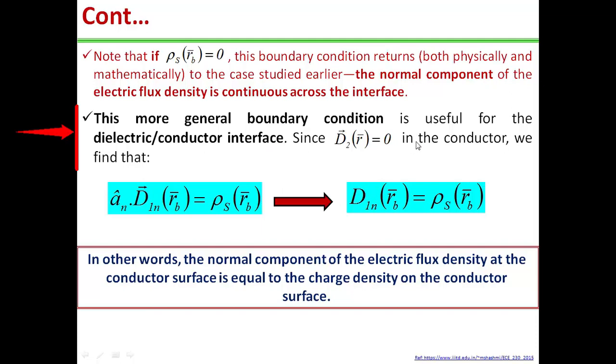Since D2 is equal to 0 in the conductor, we find that an·D1 at the interface is equal to ρs. This can be written as D1n = ρs. In other words, the normal component of electric flux density at the conductor interface is equal to the charge density on the conductor surface. That means it will not be 0 if surface charge density is distributed there.